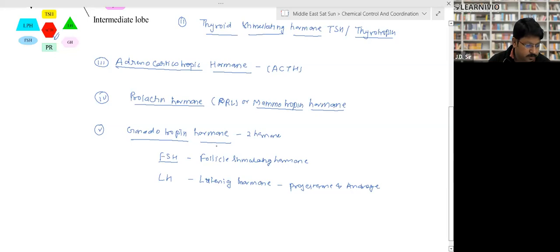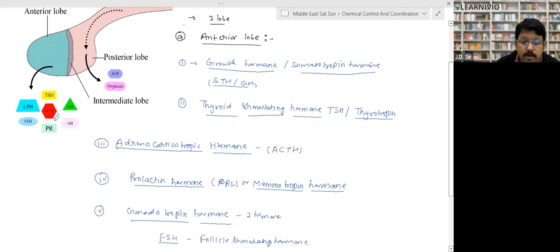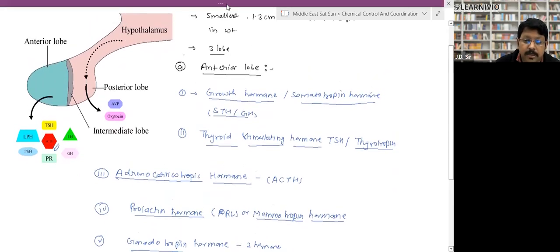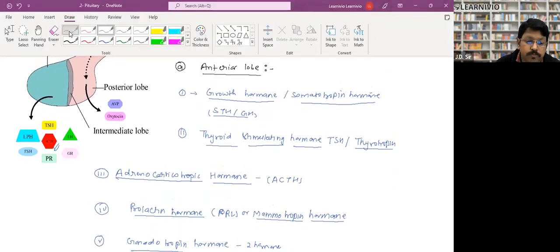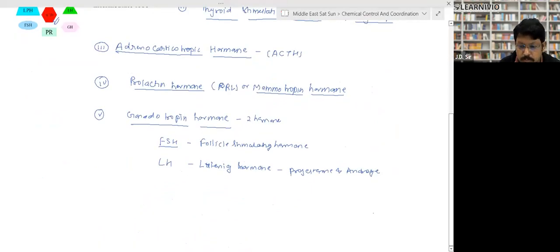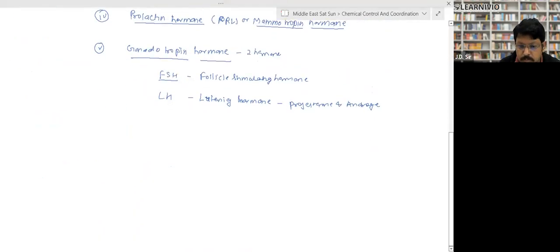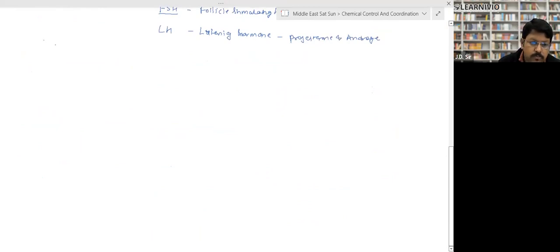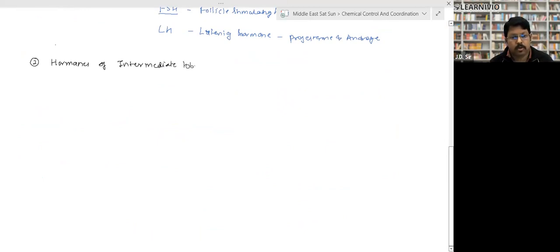Next, hormones of the intermediate lobe. So these were the hormones from the anterior lobe. Now the next main heading is hormones of the intermediate lobe.